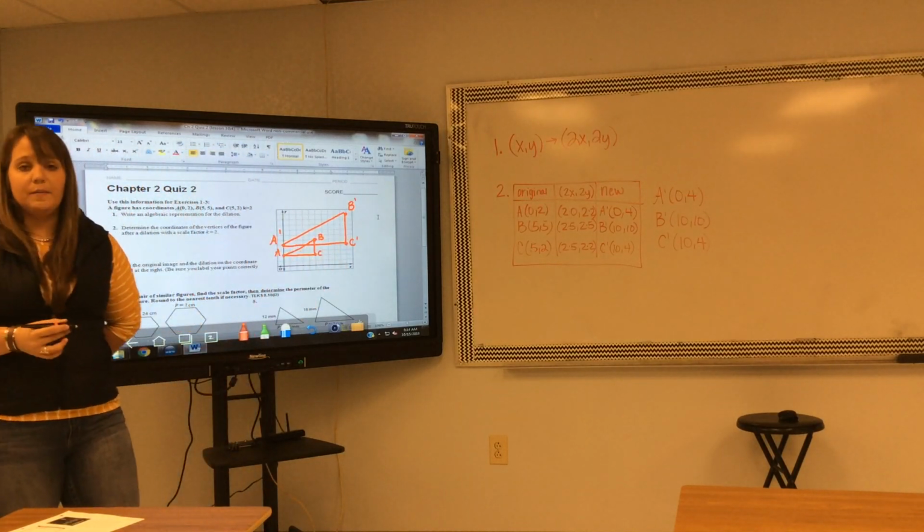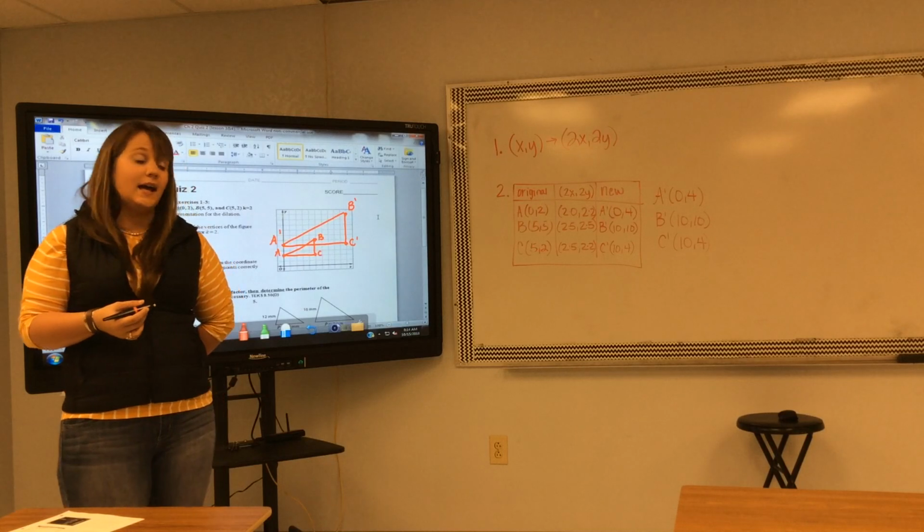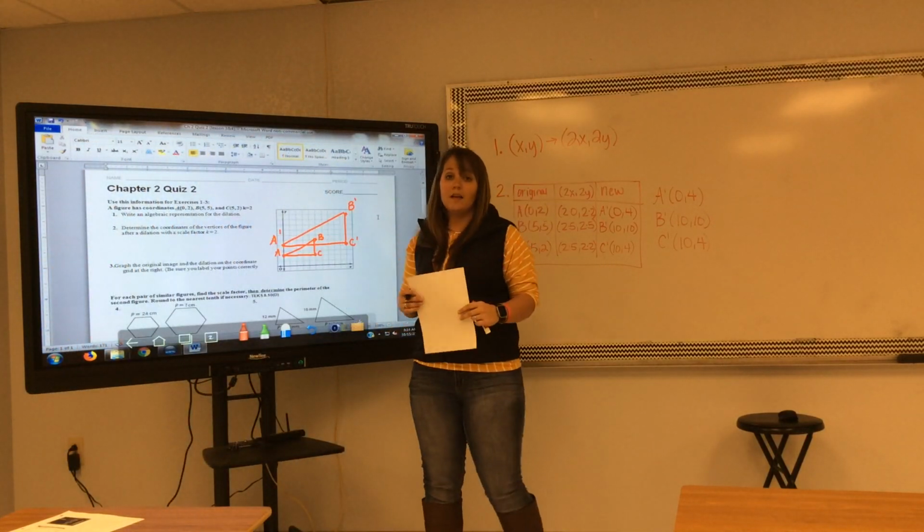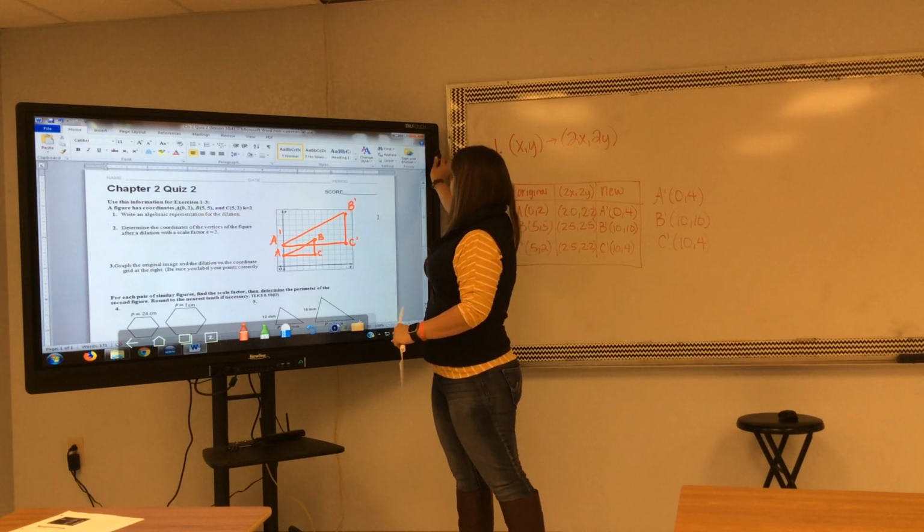If you notice, that shape got larger, twice the size of the original, because my scale factor is a 2. When I multiply by anything larger than 1, it gets bigger and is an enlargement.